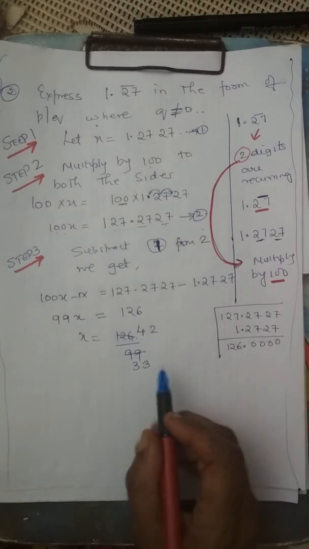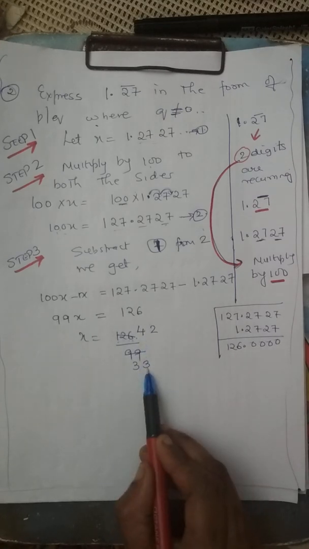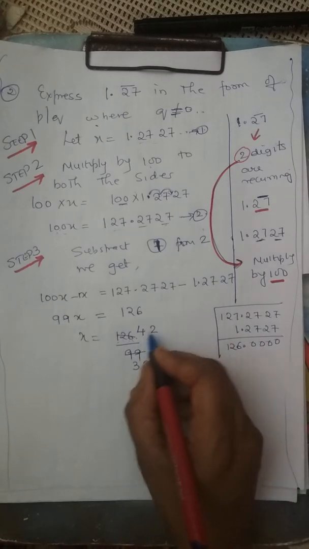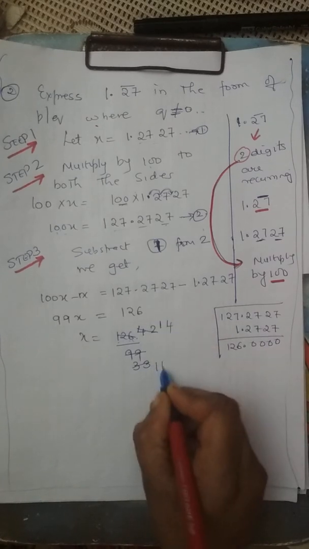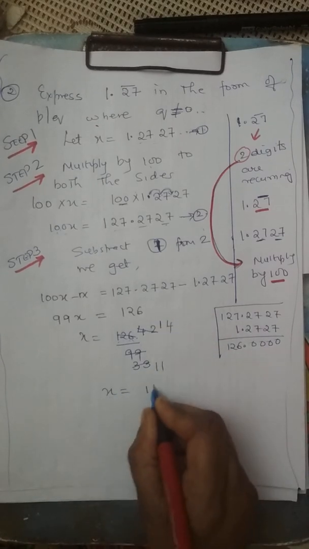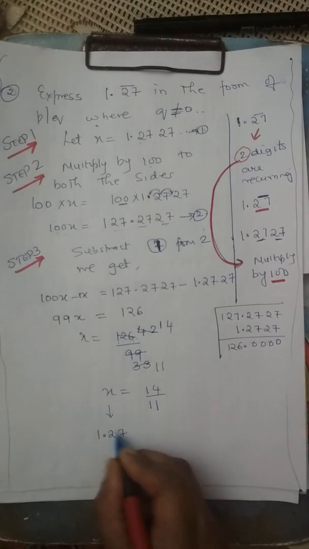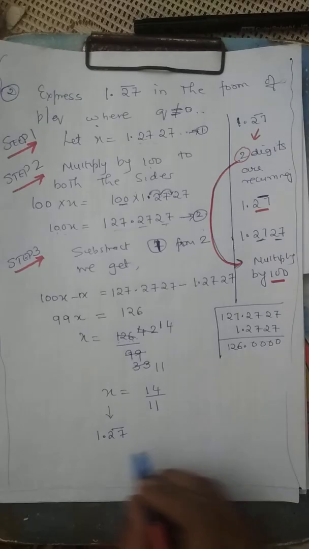Okay. Now again let us check. 4 plus 2 is 6. And 3 plus 3 is 6. So is this in 3 times table? Yes. Okay. So cancel. 3 1s are 3. 3 4s are 12. 3 11s are 33. So answer is 14 upon 11. Now instead of x, what we'll put? 1.27 bar. Because we have told that x is equal to 1.27 bar.